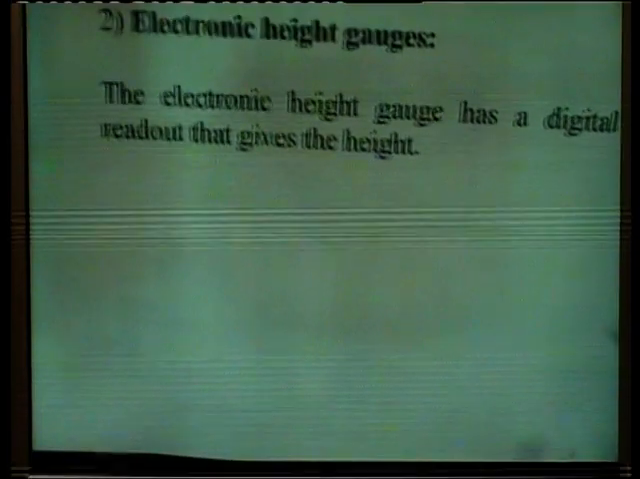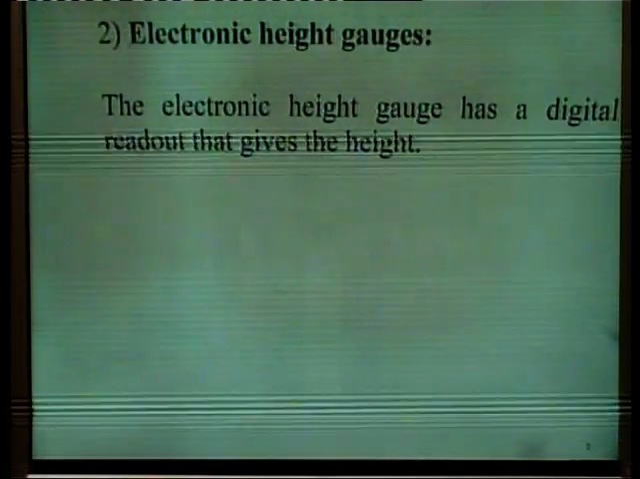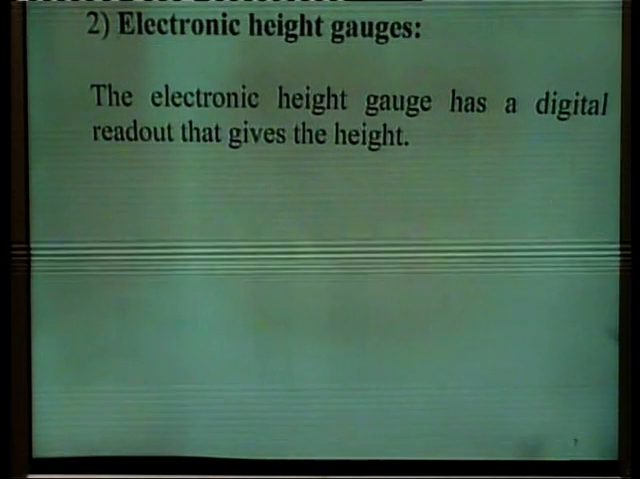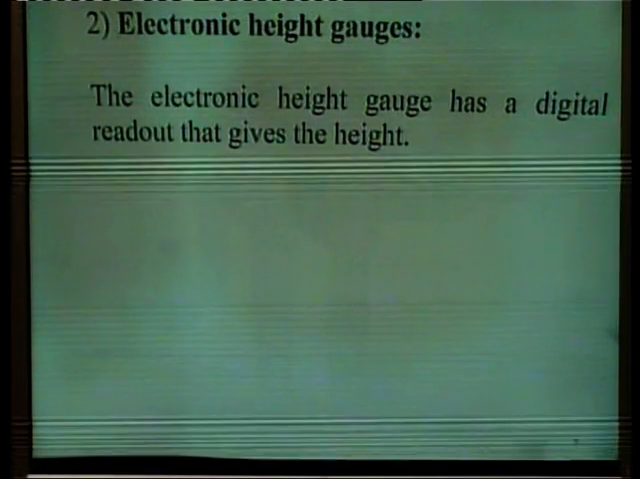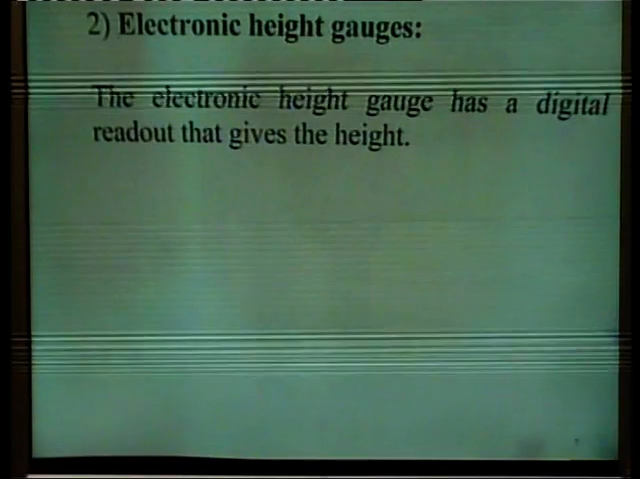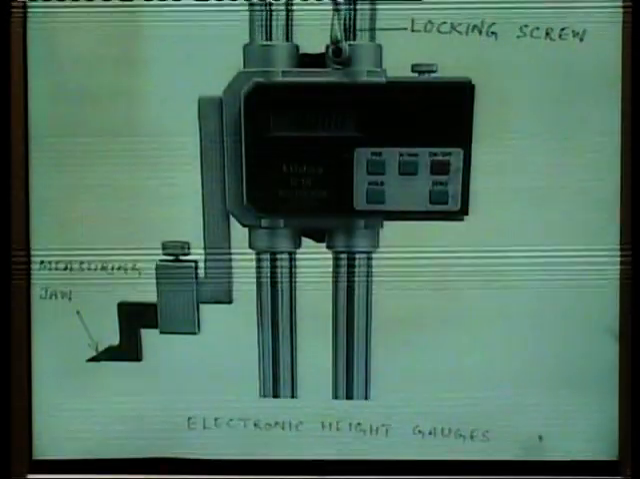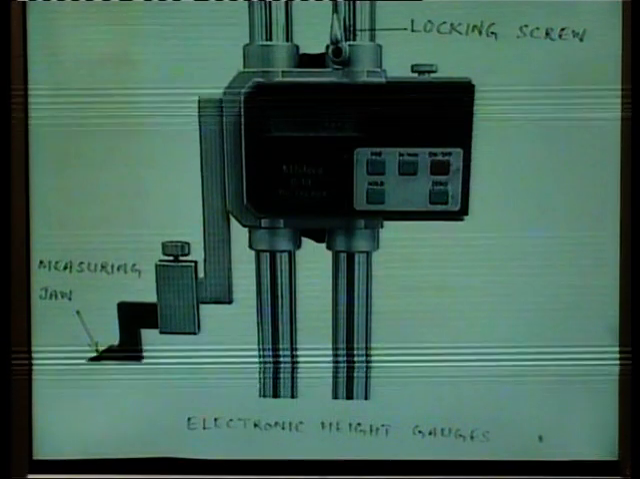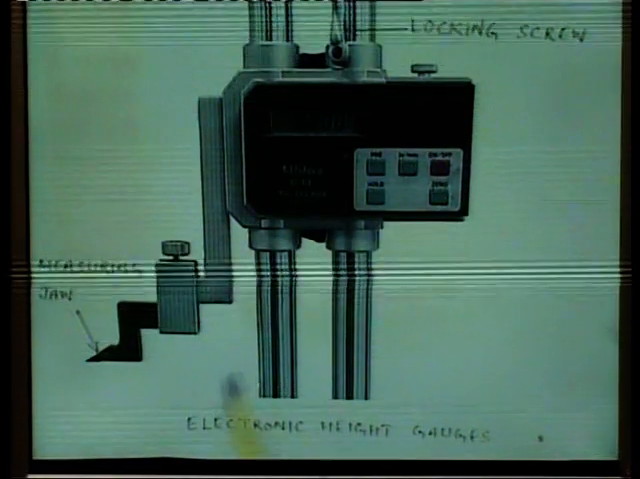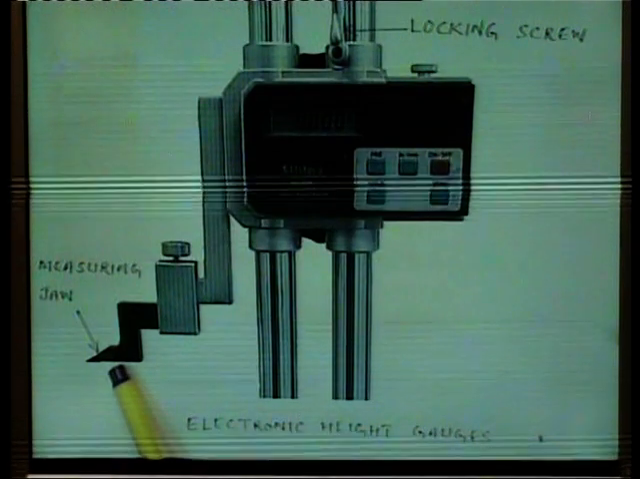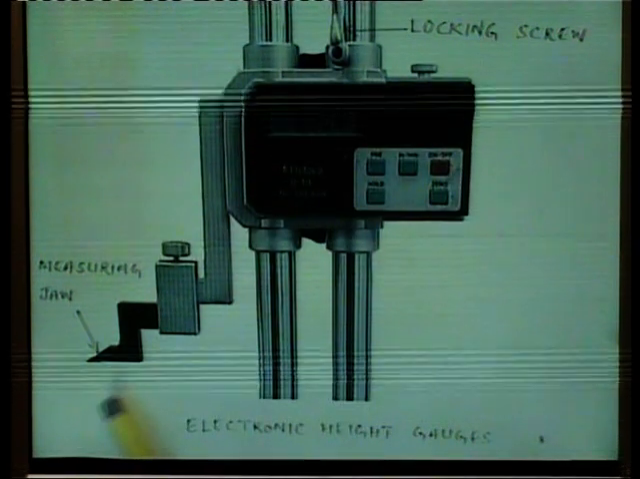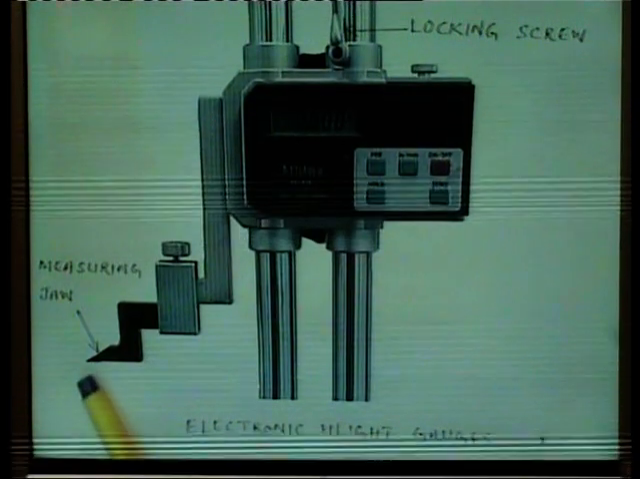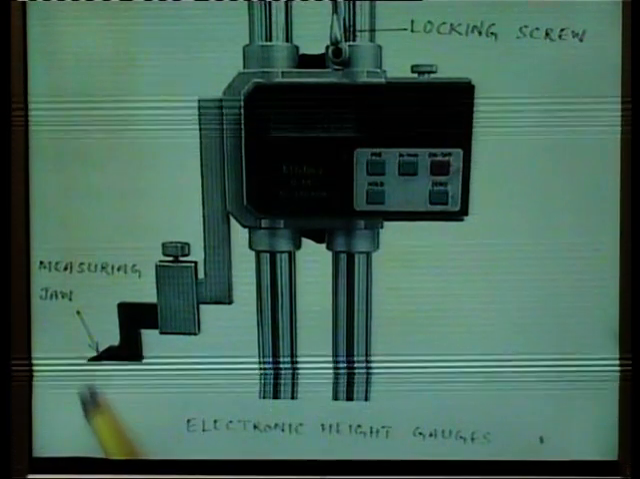Second is the electronic height gauge. The electronic height gauge has a digital readout that gives the height. So here is the diagram of this vernier height gauge. This is the electronic vernier height gauge. This is the main measuring jaw of this height gauge. The object whose height is to be measured is placed here in front of this jaw.